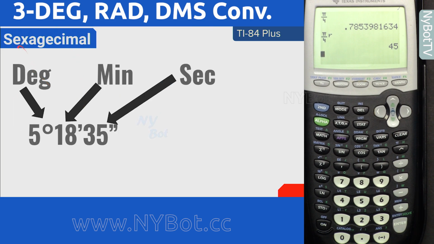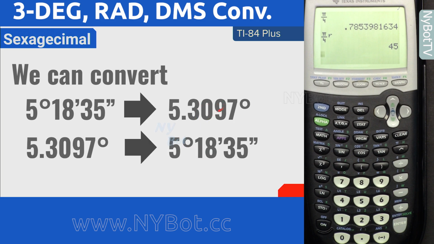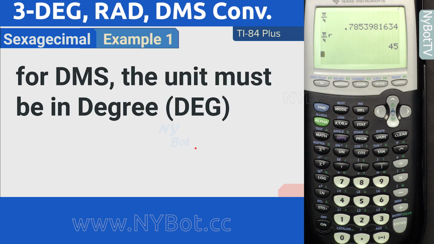Now when we work with sexagesimal, degree, minute and second, it's written like this: 5 degrees, 18 minutes with 1 apostrophe and 35, that's a double quote. Now we can convert this DMS format to the actual decimal value of degree, or we can convert from the decimal value to this format.